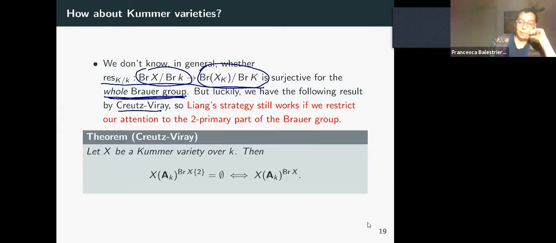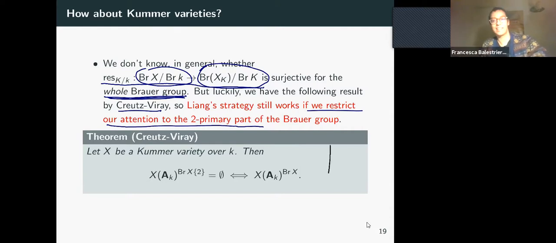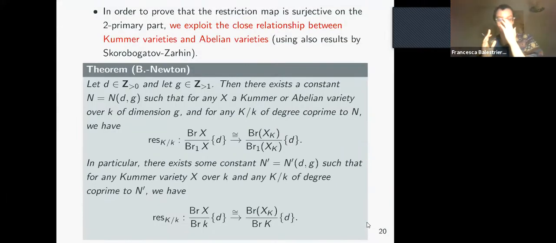Essentially, their result just tells us that if we restrict our attention to the 2-primary part of this quotient, or of the Brauer group, that's enough. This is their nice result, which holds for any Kummer variety, also any twisted Kummer variety. Remember, here we're always talking about twisted Kummer varieties. So that's great. Essentially all we have to do is to try to prove that when we restrict to the 2-primary part, the restriction map is surjective.